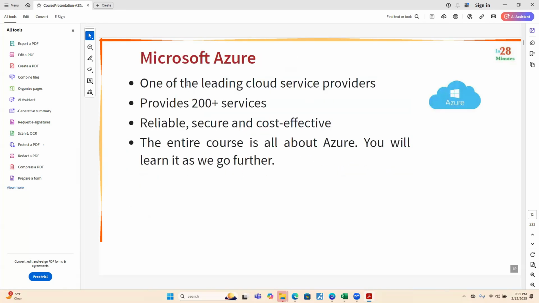So can anybody tell me what are the different types of cloud service providers you are having in the industry now? Major cloud service providers. What are the major cloud service providers we are having today?